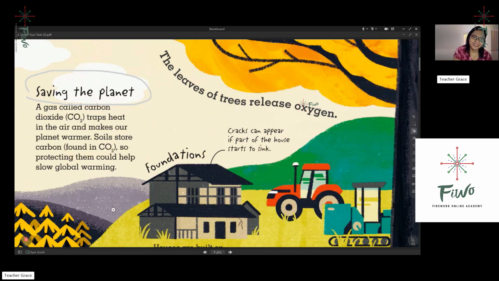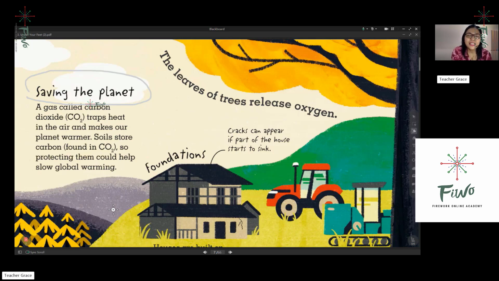A gas, carbon dioxide, traps heat in the air and makes our planet warmer. Soil stores carbon found in carbon dioxide, so protecting them could help slow global warming. Yeah, okay. So do you know that the trees or plants need carbon dioxide? Yes. Okay. How about people? What do we need? People need oxygen. Yeah. Okay.